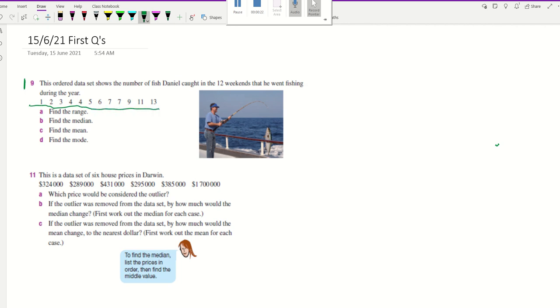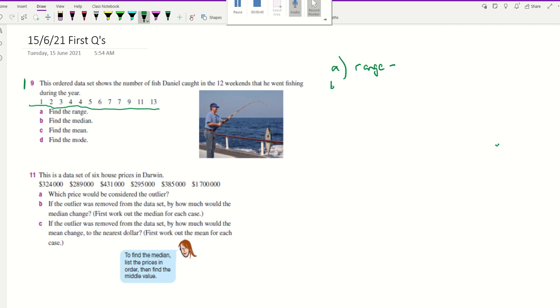Okay, so this first question here, question 9, here's your data set. So you can read those numbers. And now they're asking in the first question for the range. Now remember, the range is the spread of numbers. So it's the largest number in that list minus the smallest number. You subtract the smallest from the largest, and that will give you the range.